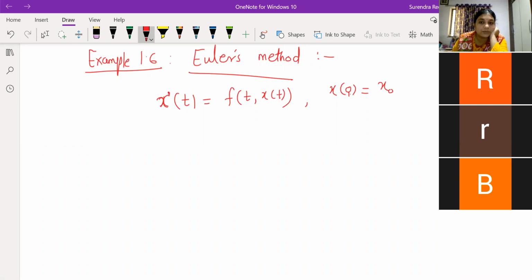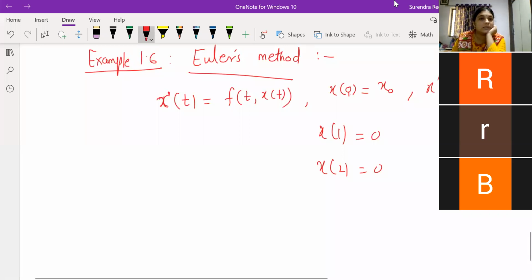And if the value of the function is prescribed at more than one point, meaning x at 1 is equal to 0, or x at 2 is equal to 0, or x at infinity, some other point, like here the value of the function is prescribed at 2 points, more than 1 point, then we will call it a boundary value problem. Is that okay? Initial value problem means all values are prescribed at only one single point. And in a boundary value problem, if I have the value of the function at more than 1 point, we will call it a boundary value problem.